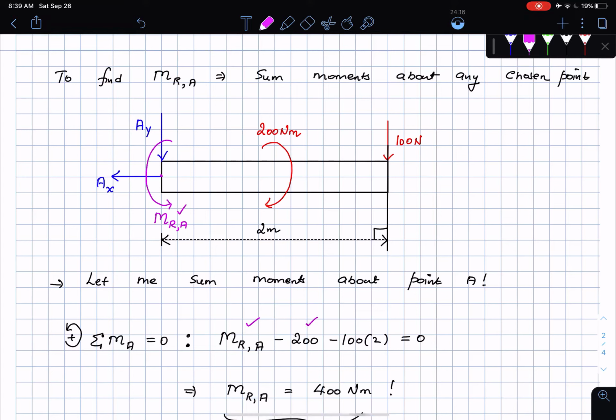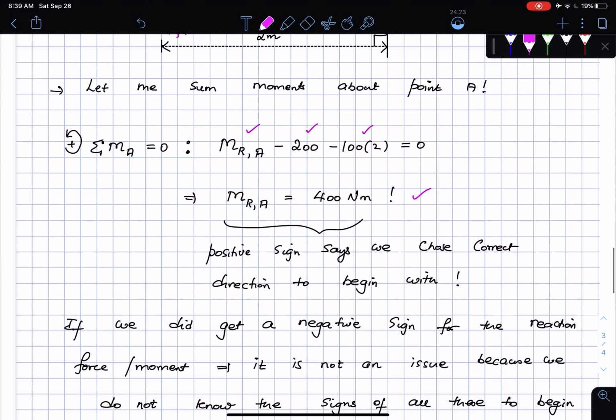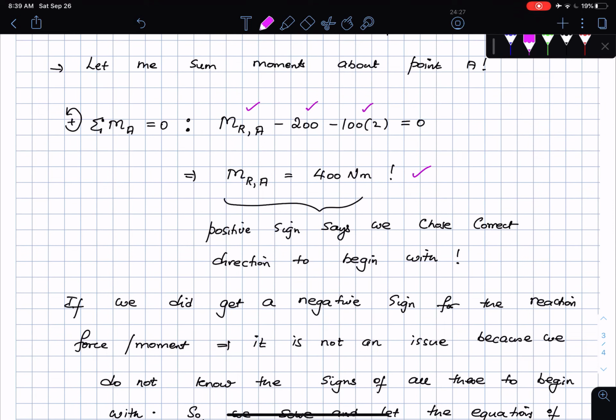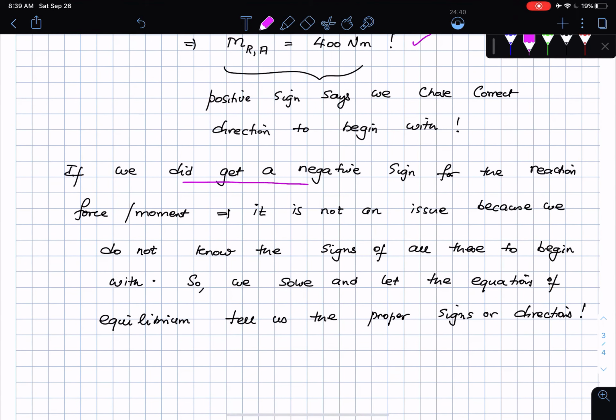And then I have another couple moment acting here, and then I have a force times a perpendicular distance, which is 100 times 2, and eventually I get a positive sign, which tells me I chose the proper sign to begin with. But this is just pure coincidence. When I drew the support reactions, I never even looked at the applied forces. So if you did get a negative sign for the support reactions or moments, it is okay. It is not an issue, because we don't know what the signs are to begin with. So we solve the problem and let the equations of equilibrium tell us the sign.